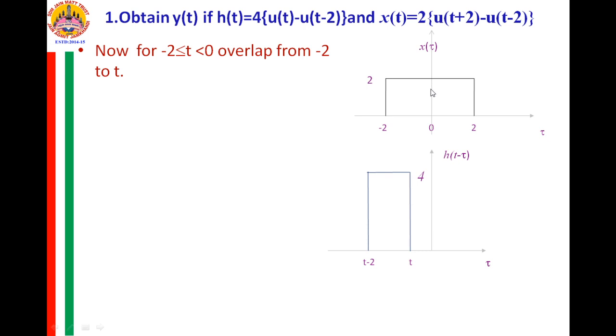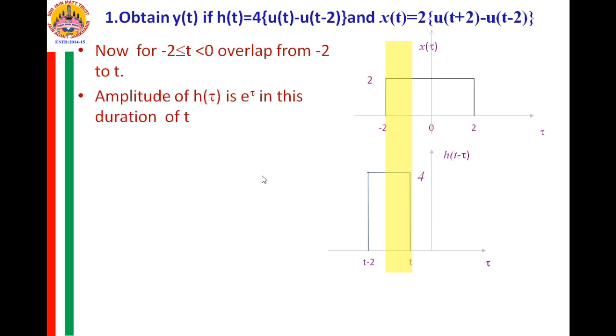So before that, that is a little bit smaller than t equal to 0, up till that, what is the observation of overlapping duration? You will observe that the overlap is always there in this duration from this end of h of t minus tau up to this end of x of tau, that is from minus 2 up to t. So the integration, we shall write it with the amplitude of h of t not as e raised to tau, but it is 4. So I had made a mistake here, a copy and paste in the slides. So here I have corrected it. X of tau is equal to 2 and h of t minus tau is 4.